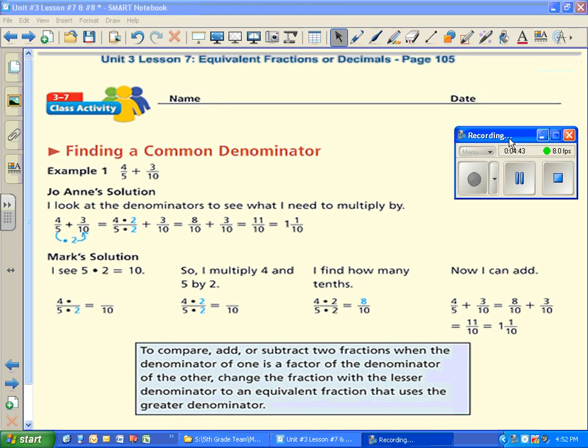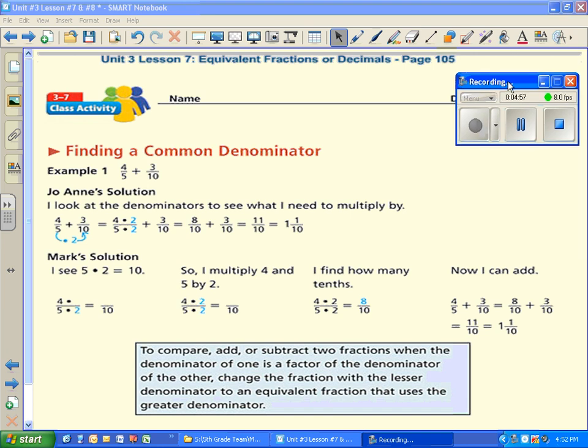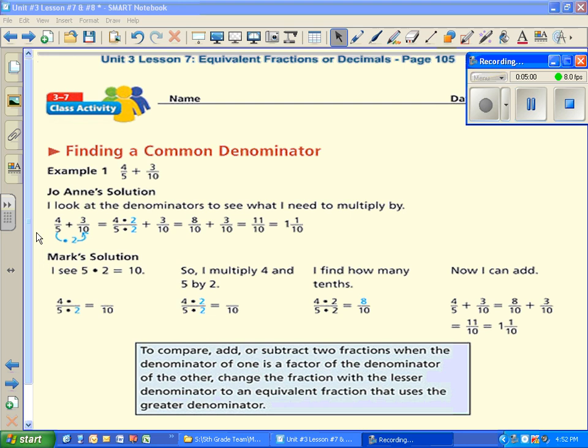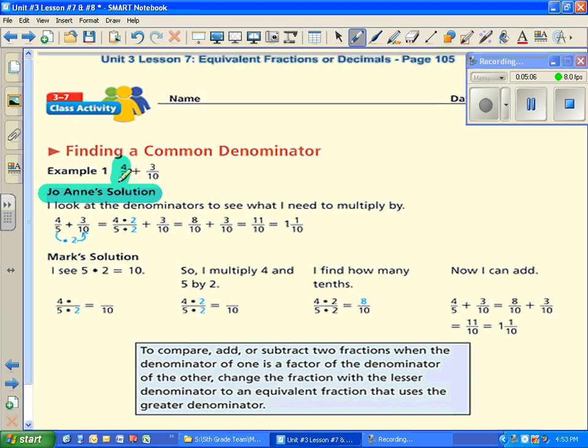All right, so now what happens here? We have page 105. If you have fractions that do not have a common denominator, we have to find a common denominator, and there's a couple different ways to do this. In your black notebook, let's look at what Joanne's solution was to this problem. 4/5 plus 3/10. As you look at the denominators, you want to see what you need to multiply by. So 4/5 plus 3/10, to get from 5 to 10, you multiply by 2.